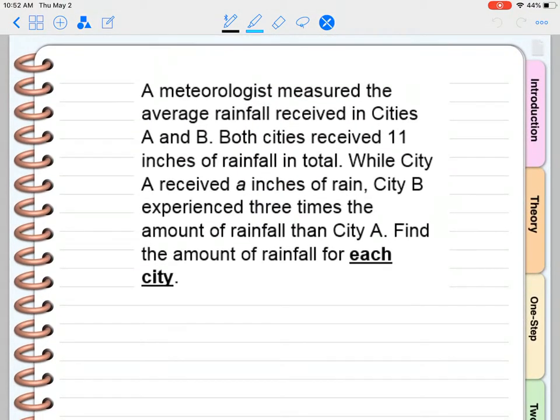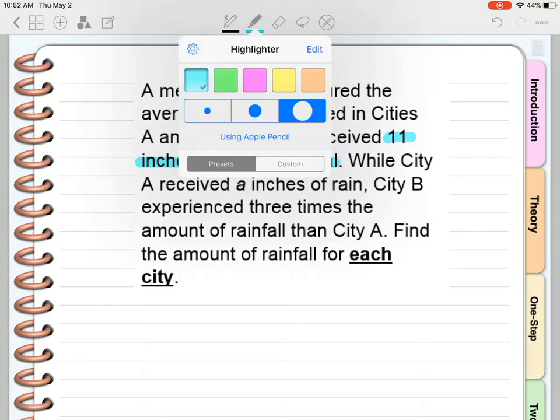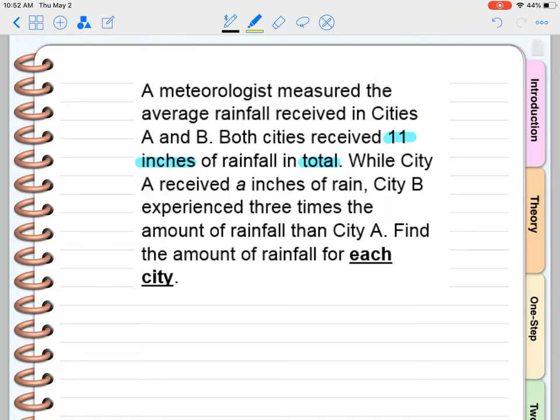A meteorologist measured the average rainfall in cities A and B. Both cities together, I should say, received 11 inches rainfall total. While City A received 8 inches of rain, City B experienced 3 times the amount of A. Find the amount of rainfall for each city.